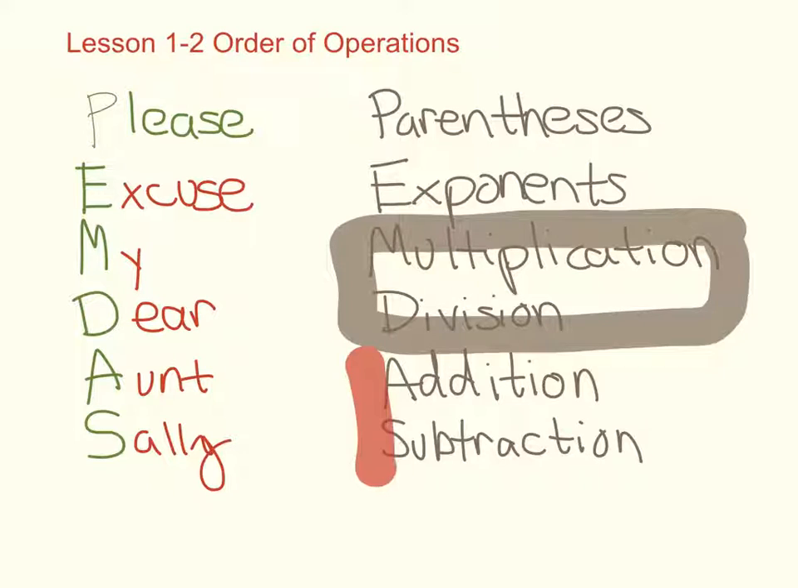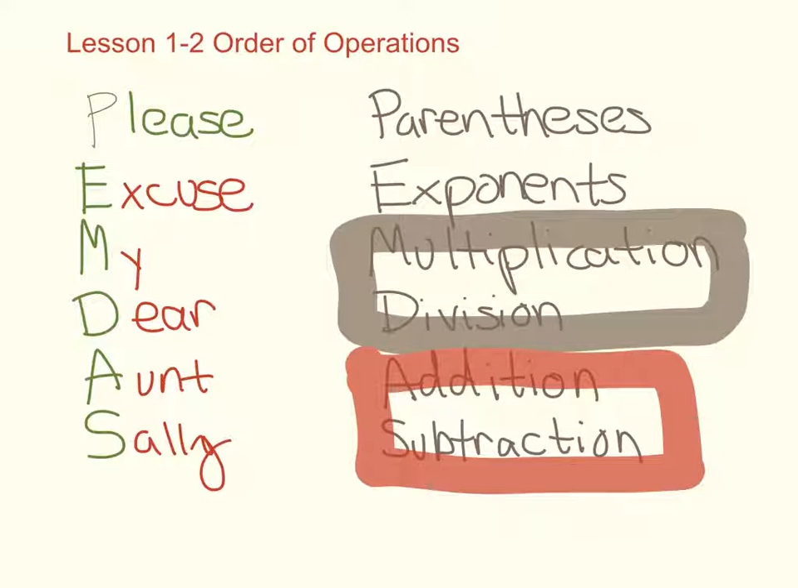Same thing with addition and subtraction. These two go together as well. And once again, you don't have to do all your addition and then do all of your subtraction. You do your addition and subtraction in whatever order it comes up in, left to right.